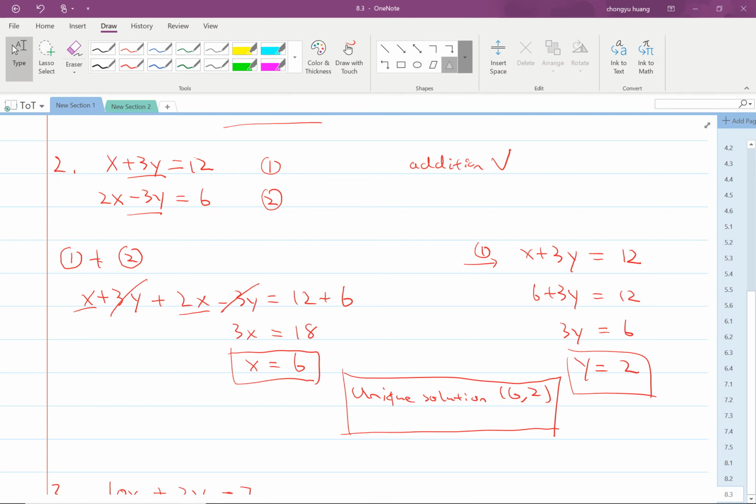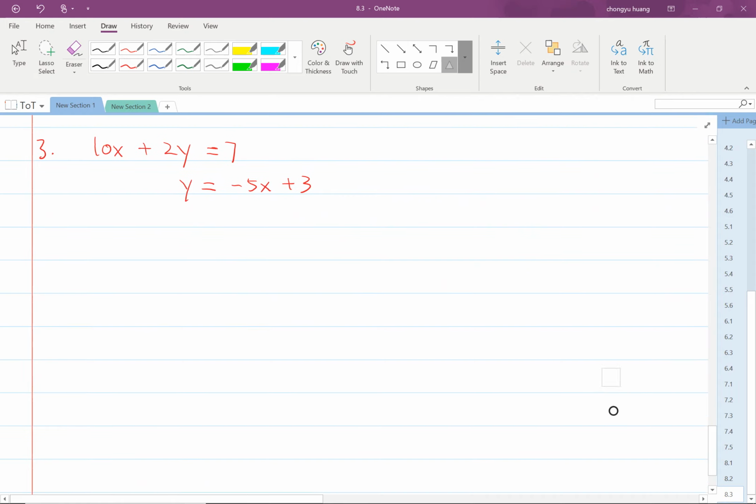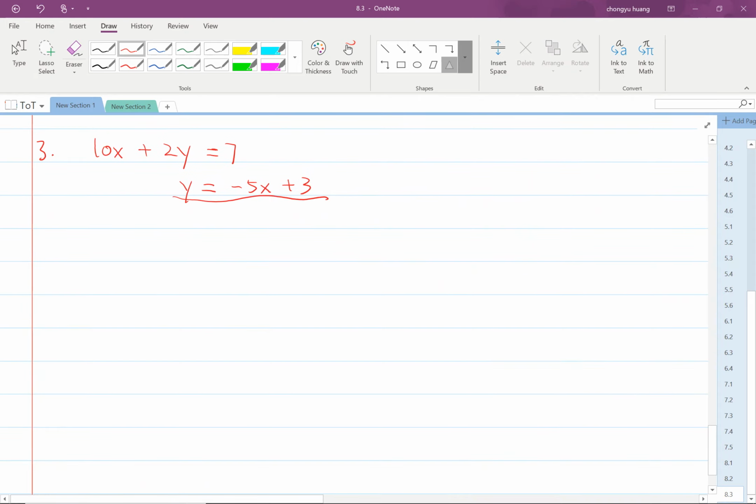So now let's move into question 3. Okay, so question 3, as you can see over here, we have equation 1 and then equation 2. Equation 2 is already solved for x, right? So you know that the substitute method will be a good method to use over here, right? So basically you plug in.